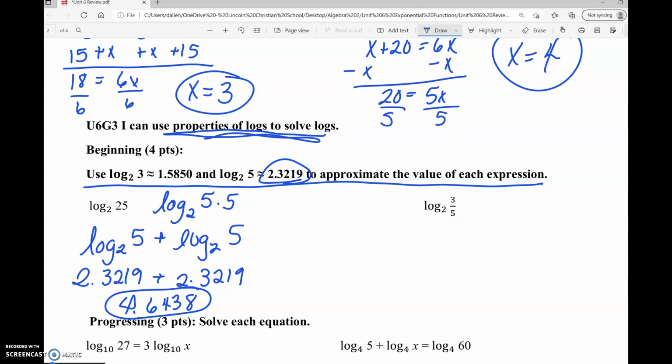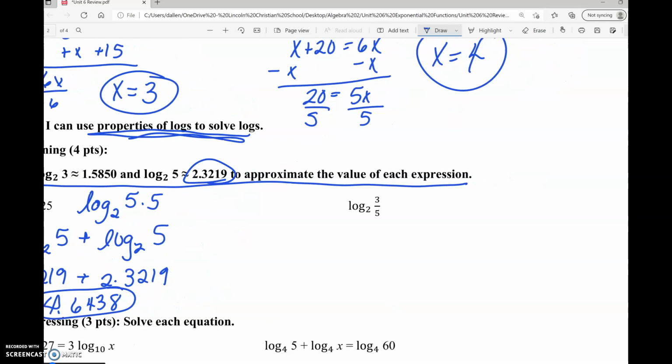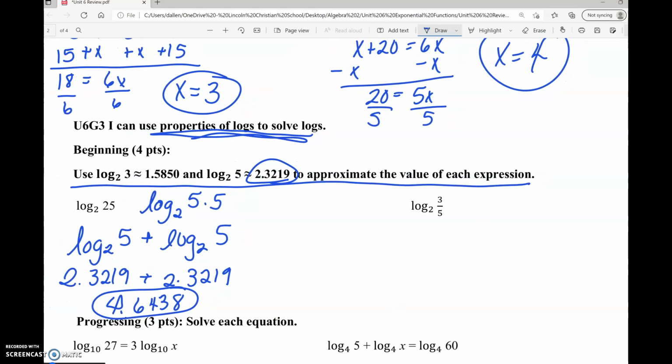Very important that you show this step, because otherwise you will not get 4 points, and that will hurt your grade. All right, and then here we have a division problem. I don't need a factor. I'm just going to rewrite that as a subtraction problem. So log base 2 of 3 minus log base 2 of 5.